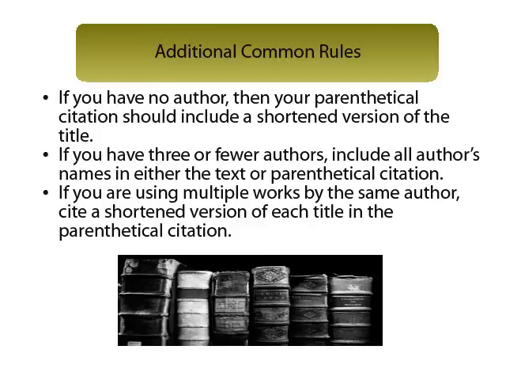If you're using a source that for whatever reason has no author, then your parenthetical citation, again at the end of the sentence, should include a shortened version of the title. If you're using a source that has 3 or more authors, and that is not uncommon for scholarly journals, and we'll talk more about that later in the semester, include all authors' names in either the text or in the parenthetical citation. And then if you're using multiple works by the same author, include a shortened version of each title in the parenthetical citation so your instructor, me, knows which title you're specifically referencing.